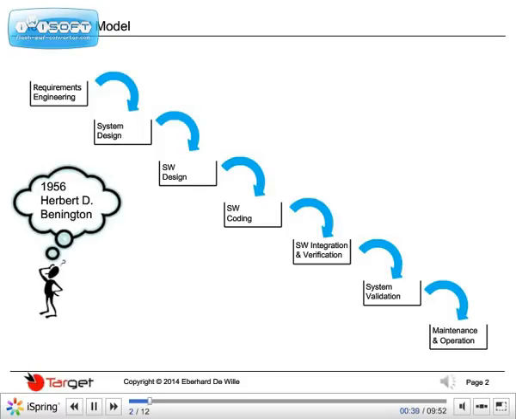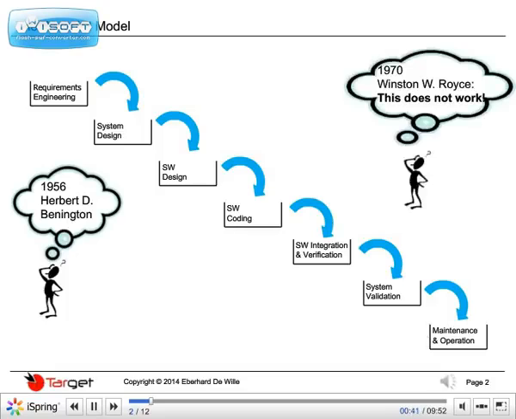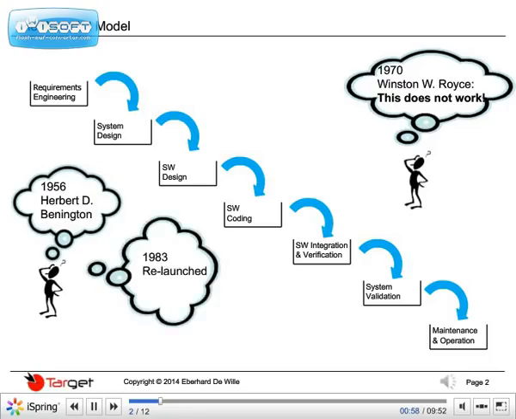In 1970 Winston W. Royce published the first formal version of the model, although he did not use the expression waterfall model. However, he used it as an example for a model that does not work. In spite of it, the original presentation of Bennington was relaunched in 1983, and the waterfall model can be considered to be fully established at the time.